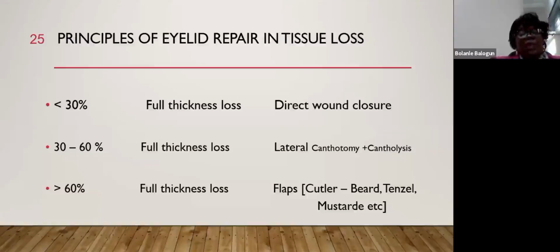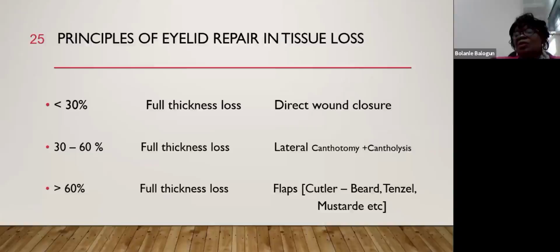However, if you have more than 60% tissue loss, that's a big one, you have to use a flap. For example, the Cutler-Beard flap that I talked about earlier. If the loss is in the upper lid, then you are borrowing from the lower lid to fit the upper lid. Later on, you separate the upper lid again from the lower lid. This way, you have succeeded in helping the upper lid to restore its anatomy and function.